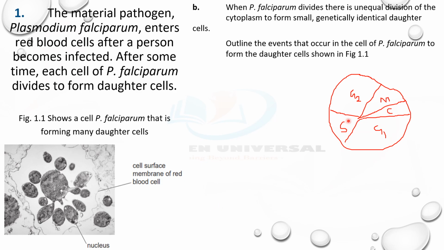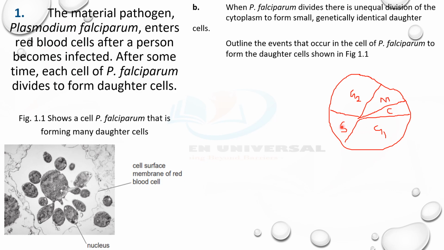So they're asking us to outline the events. If you check there, this is about a 3 marks question. So outline the events that happen. This cell will have to grow bigger, so it starts from G1. The cell grows bigger, so it makes more proteins. So there's an increase in size, and more organelles are being made.